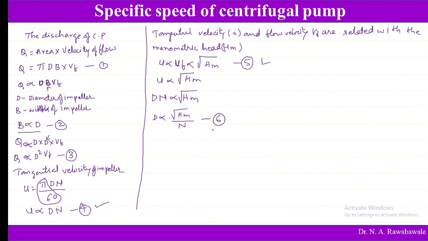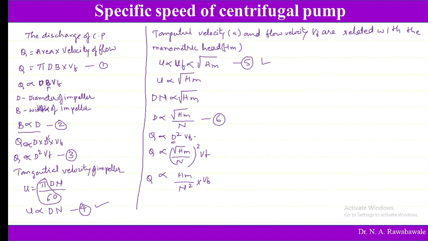Now for discharge, from equation number 3, q is proportional to d square vf. So in place of d square, we can substitute square root of hm divided by n whole square into vf. Or we can write this as q is proportional to hm divided by n square into vf. So q is proportional to hm divided by n square vf.